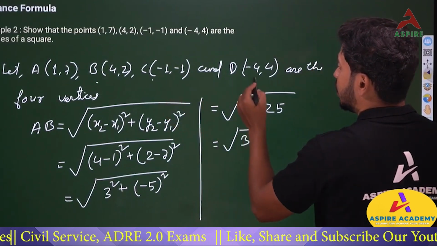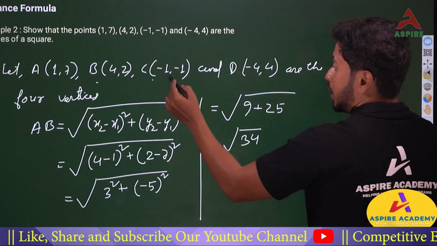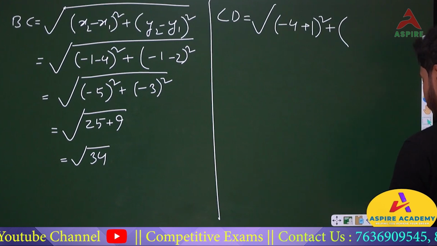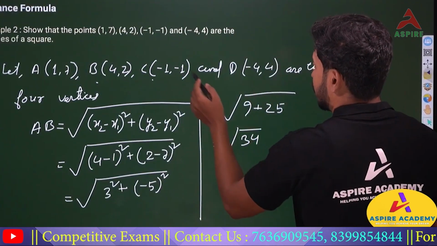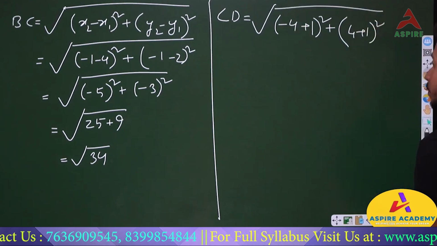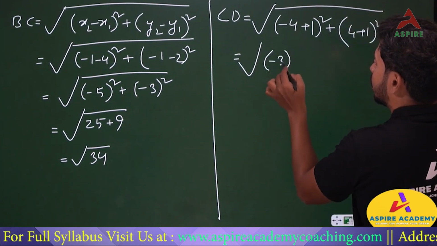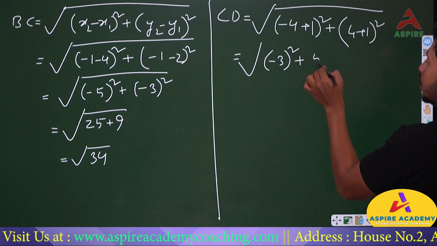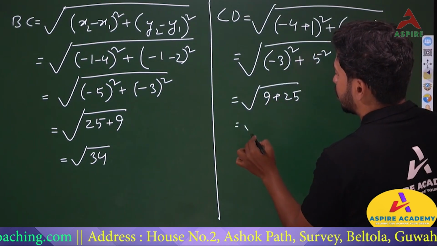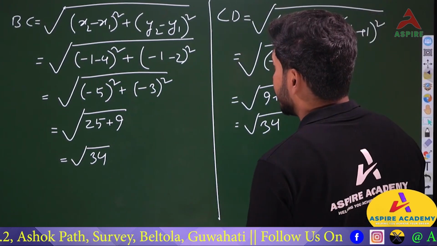Next, CD. So minus 4 minus of minus 1, so this will be plus 1, plus 4 minus of minus 1, this will be 4 plus 1. So minus 4 plus 1 will be minus 3, so minus 3 whole square plus 5 square. So 9 plus 25, this is also 34, right. CD is done. Now AD.